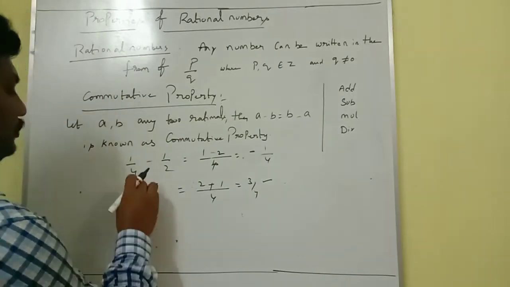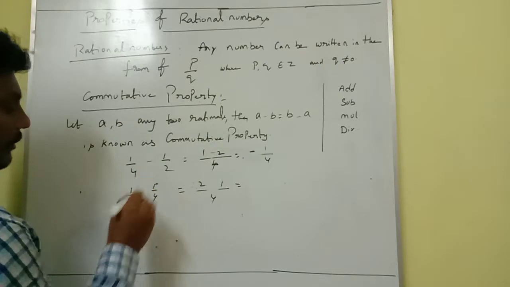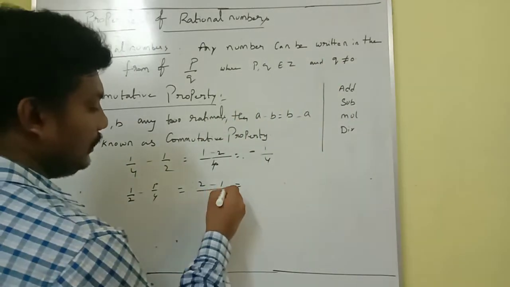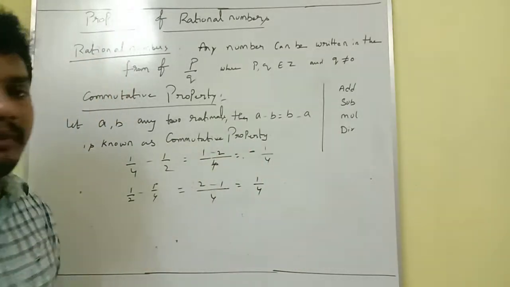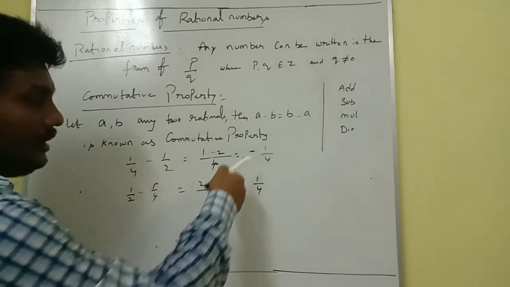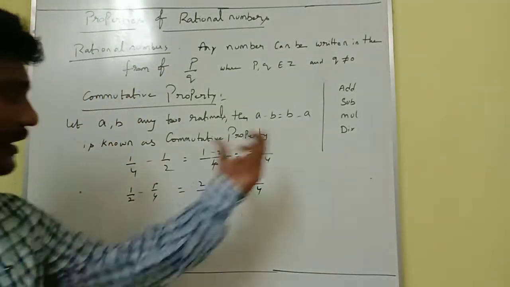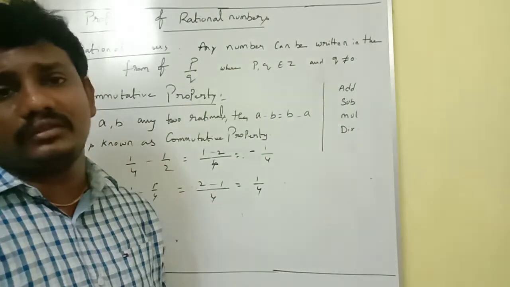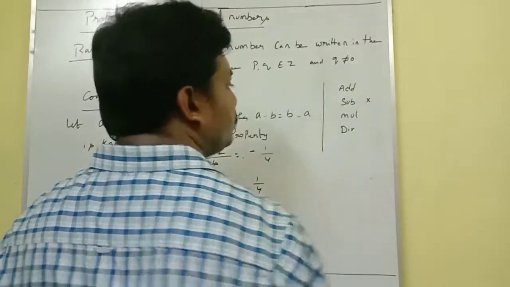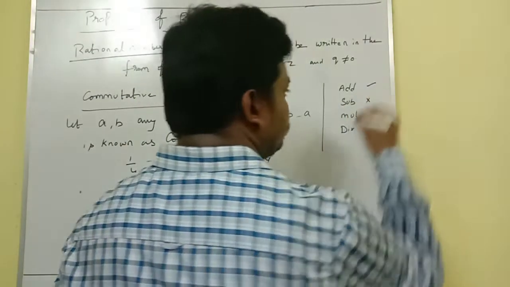That is minus 1 by 4. Now coming to the other one, again minus, then 2 minus 1, so that is 1 by 4. So let me check: this is minus 1 by 4 and this is 1 by 4. Minus 1 by 4 differs from 1 by 4. So that's the reason subtraction is not suitable for the commutative property. Only addition is possible here.